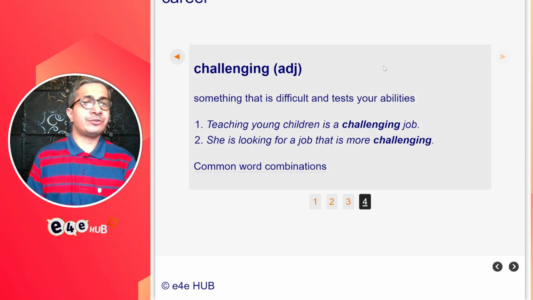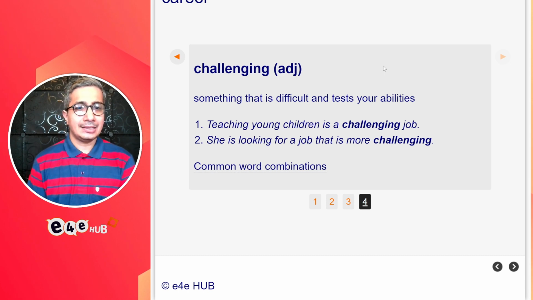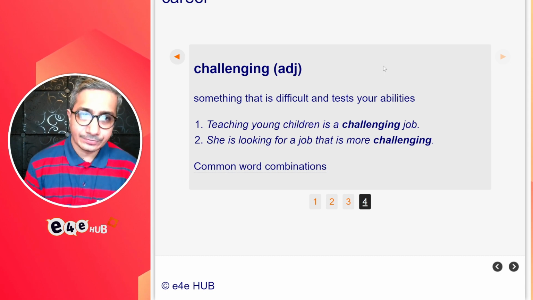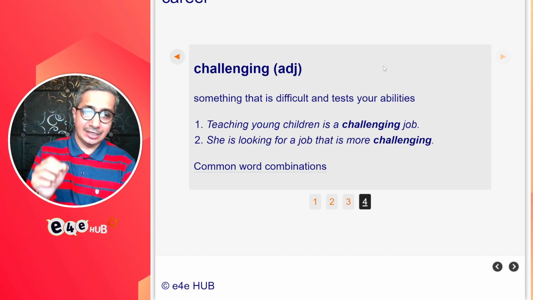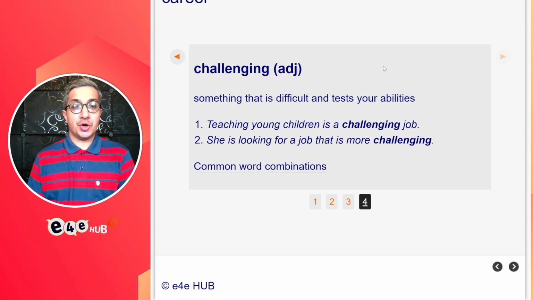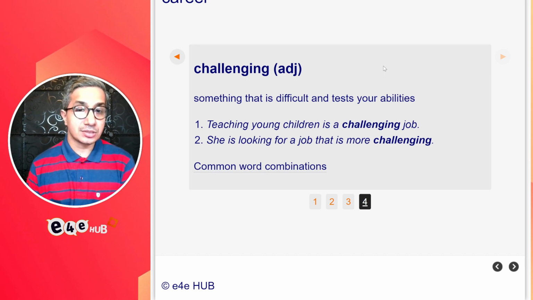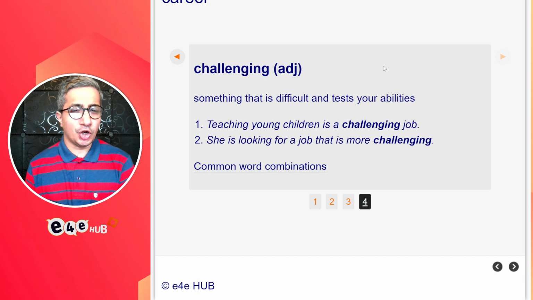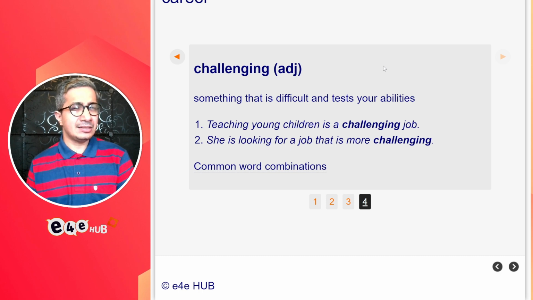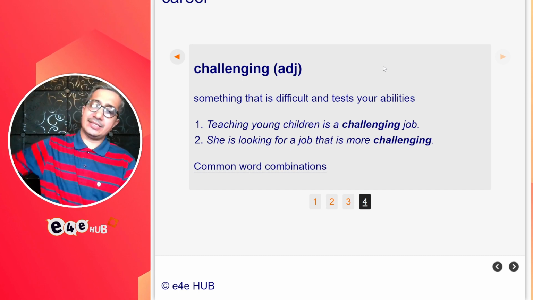Amazing. So here we have the fourth word, and that is something that you already know. Challenging is something that is not easy to do, and it tests your ability. It will test your skill, your ability to do a certain job. Teaching young children is a challenging job, is a difficult job, and that requires good abilities, good skills. She is looking for a job that is more challenging. Some people get bored doing the same thing, hence they want to change to do something more challenging. So that's the example, more challenging than before.